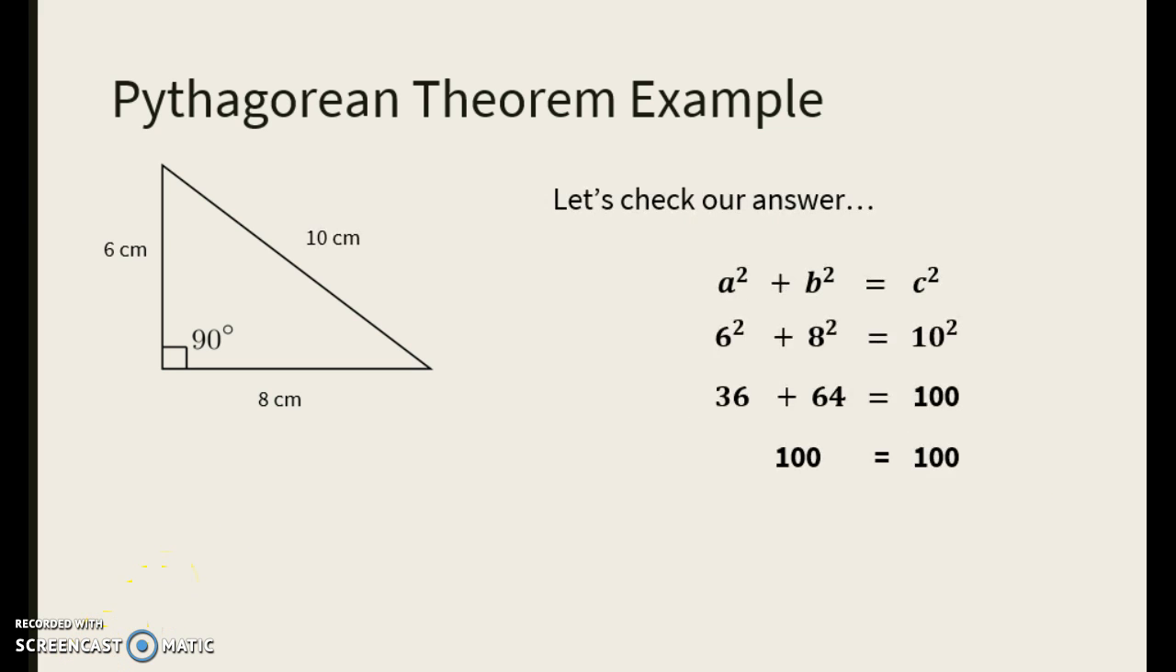Now from the example, we found that our c was 10 centimeters. So now we're just going to check our answer. Instead of just plugging in 6 and 8, we're also going to plug in 10 and make sure that we get the correct answer. So when we plug in 6 for a, 8 for b, and 10 for c, we get 6 squared plus 8 squared equals 10 squared. We simplify each of those and get 36 plus 64 equals 100. Once we simplify the left side, 36 plus 64, we do get 100 equals 100, so our equation is true.